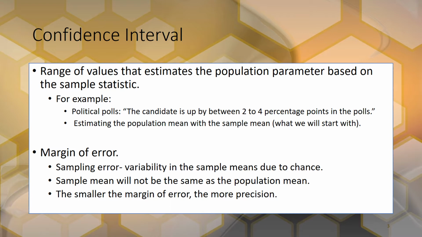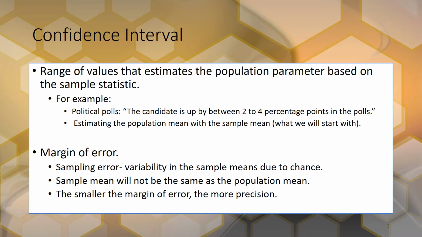So remember, we're doing inferential statistics. We don't have the population parameter, but we want to try to estimate it using the sample statistic. So that's our next best thing, because we don't have the population parameter. So we're going to use the sample statistic to estimate the population parameter.